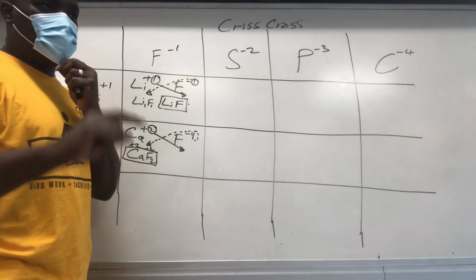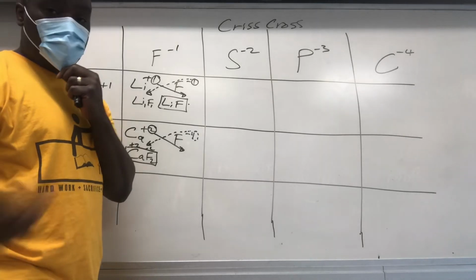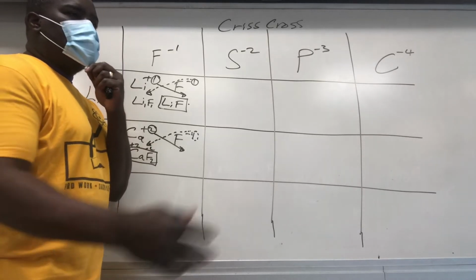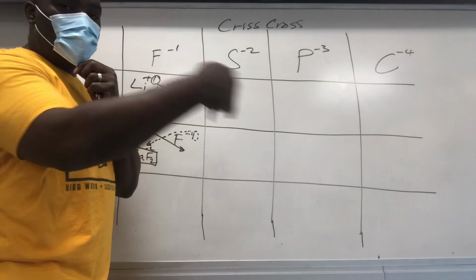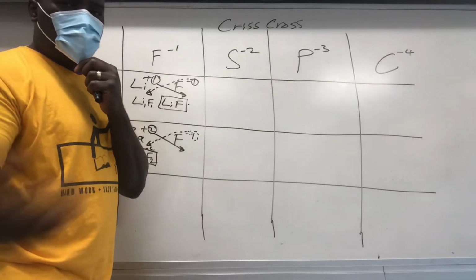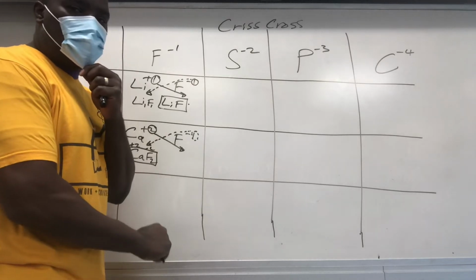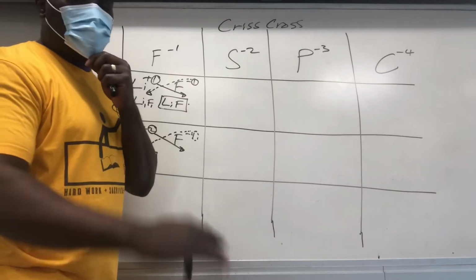So being able to crisscross properly is simple, but very, very important. Later on, when you do stoichiometry and something called GFM, they can ask you to write the formula or find the GFM. If you can't write the formula properly, you can't find the correct GFM. Once again, it gets worse.